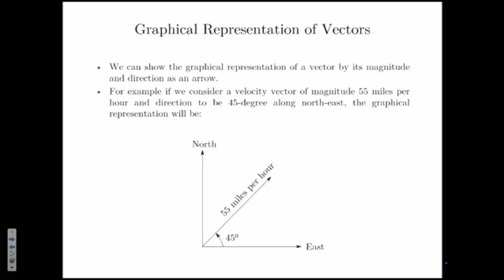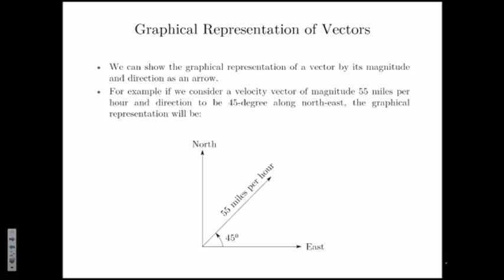So those are the things that we want to look at. So, graphical representation. If you have a vector which has direction and magnitude, graphically representing it is not difficult. All you have to do is show it as an arrow. If I want to draw, let's say, a 55 miles per hour vector pointing along the northeast direction, right? So that's 45 degrees from the east.